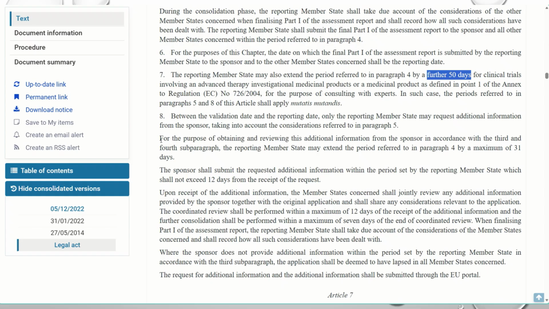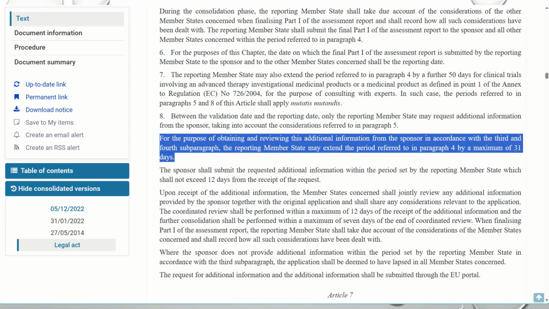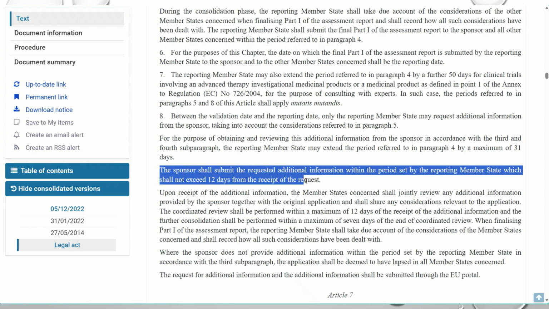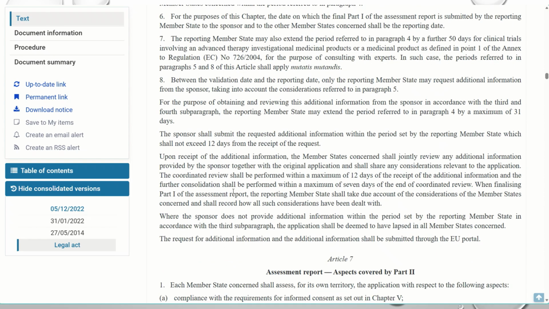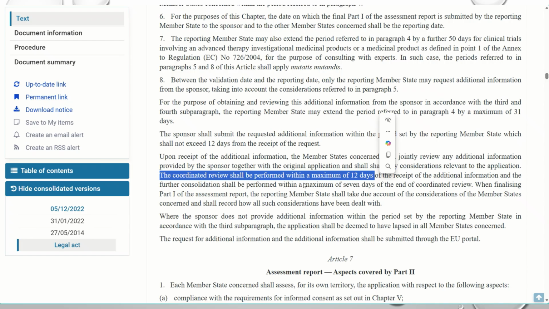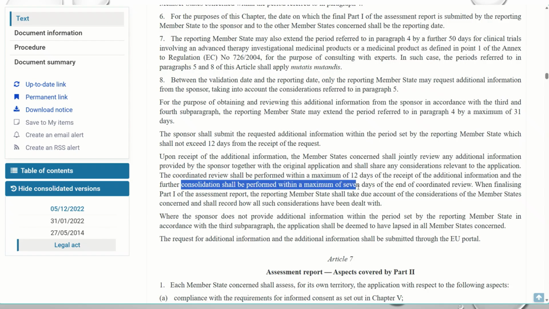And the other thing is, if you have any request for further information, you have a maximum of 31 days, and that includes the whole process of receiving additional information. For the request for further information, the sponsor has 12 days. The review takes 19 days in total, and it's a coordinated review that takes a maximum of 12 days. And then you have 7 days, I think that's for your consolidation, at the end of the coordinated review.